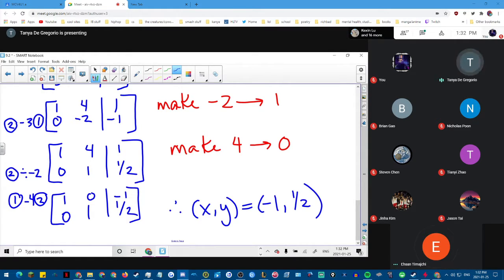Yes. What would have happened if we had multiplied -2 by 2, and then added equation 2 and 1 together and then made the 4 a 0? What would have happened? Nothing. No, as long as you get this result, you're going to get the right answer, as long as you don't make a mistake, right? As long as you get this matrix, you're going to get the right answer. Doesn't matter what steps you use. You might not use the same sequence of steps that I use, and that's okay.